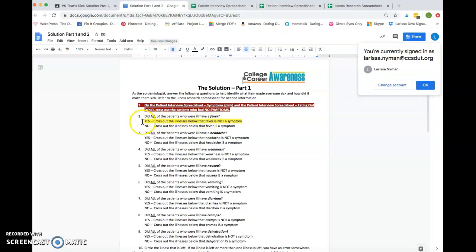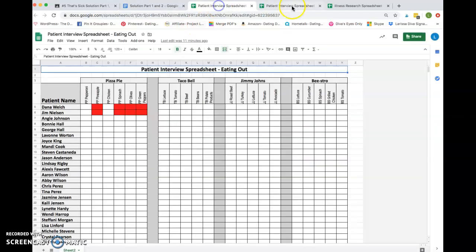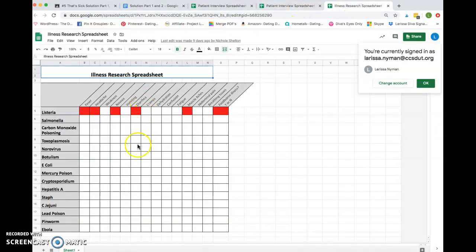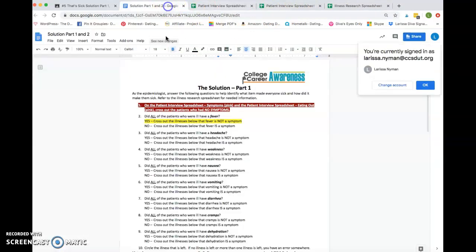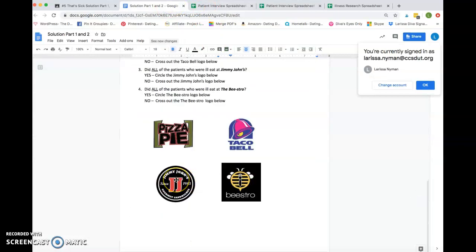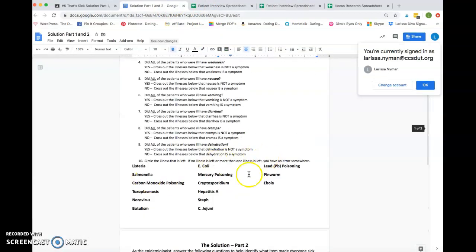The answer is yes. Cross out all the illnesses below that fever is not a symptom. All the patients did have a fever. And I found that out by looking at this right here. Excuse me, at this right here. All of them had a fever. So then I come back here and I'm going to scroll down and cross out all the illnesses that do not have a fever because we know the illness is associated with the fever.